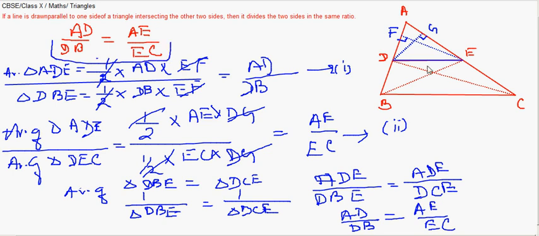So now you remember the proportionality theorem, wherein if a line is drawn parallel to one side, intersecting the other two sides, then the sides are divided in the same ratio. We also will now be taking up the converse of this theorem. What does the converse theorem say? I'll write it first.